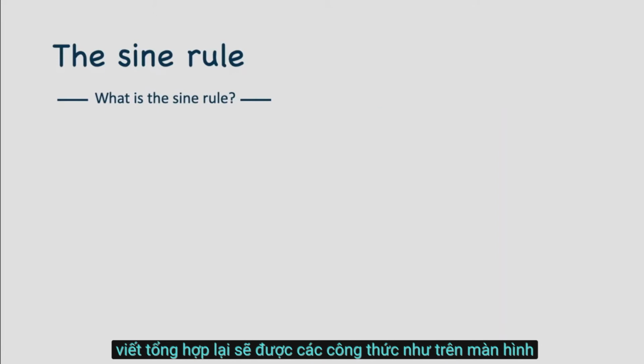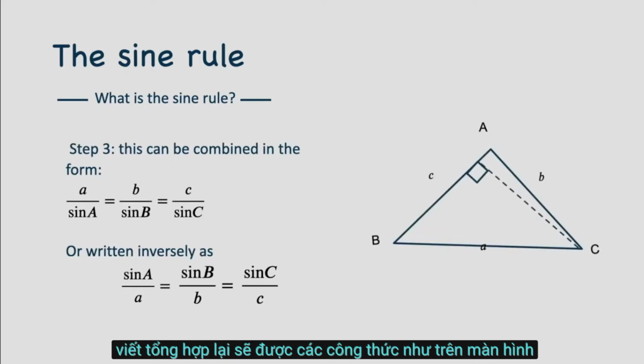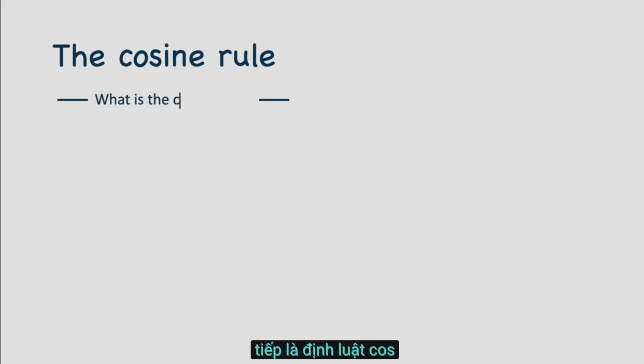And step 3, this can be combined in the form a over sine A is equal to b over sine B and is equal to c over sine C, or written inversely as sine A over a is equal to sine B over b and equals sine C over c. Now we discuss what the cosine rule is.